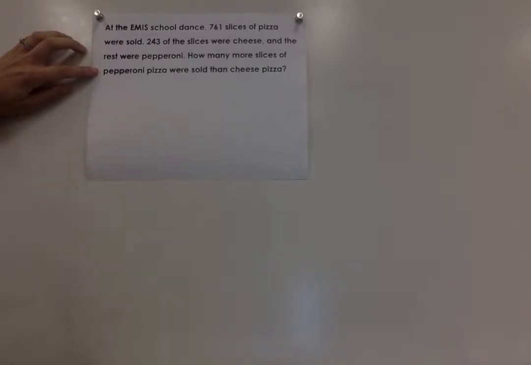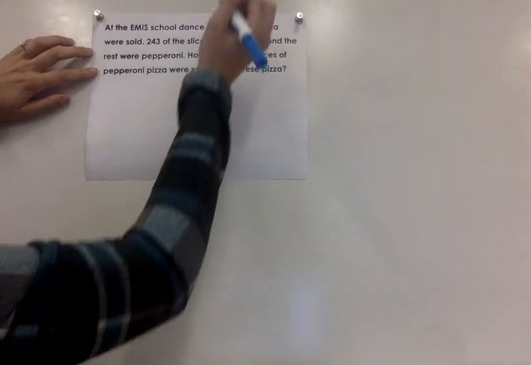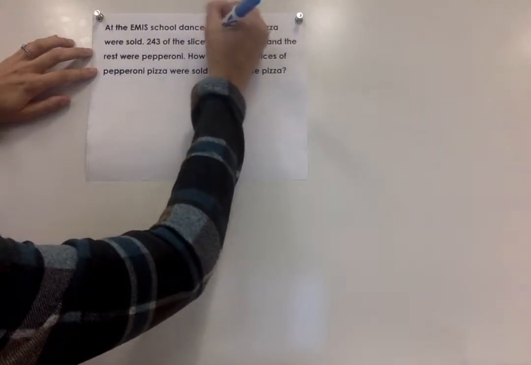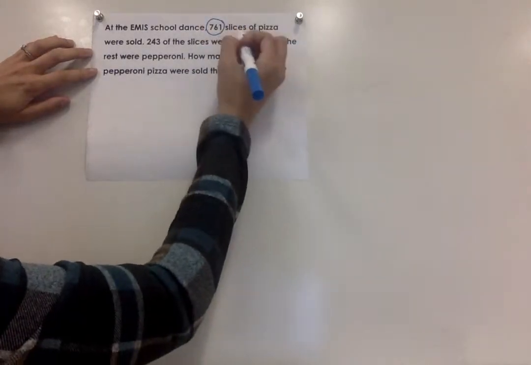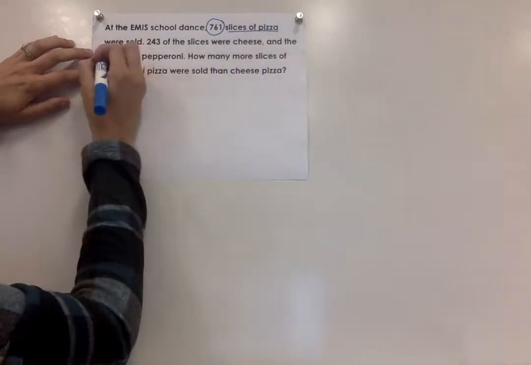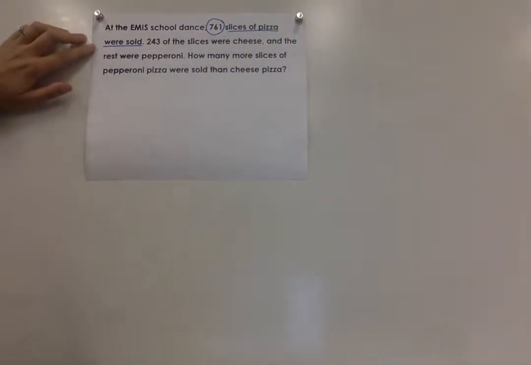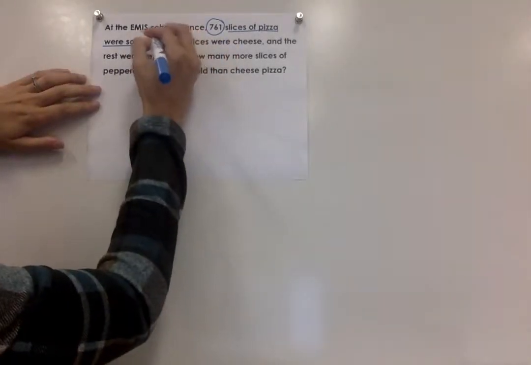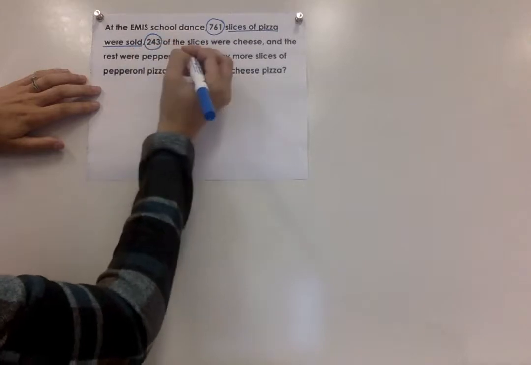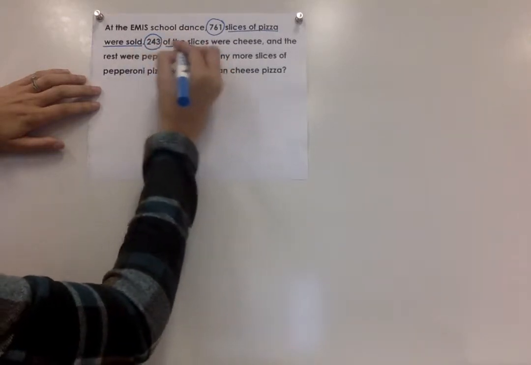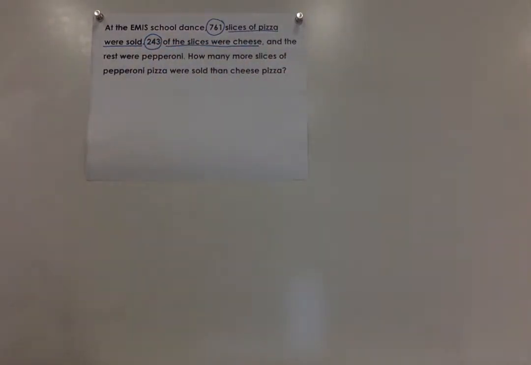Well, let's go back and look at our silver platter information. Information that they give us in the word problem we don't even have to work for. So I see that there are 761 slices of pizza sold. That's the total number of slices of pizza sold. I also see that we have 243 of the slices were cheese.